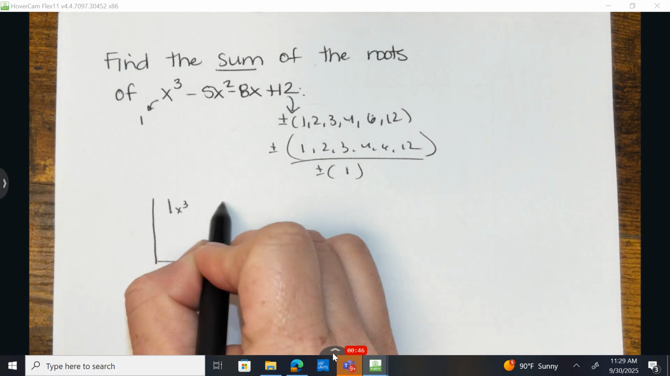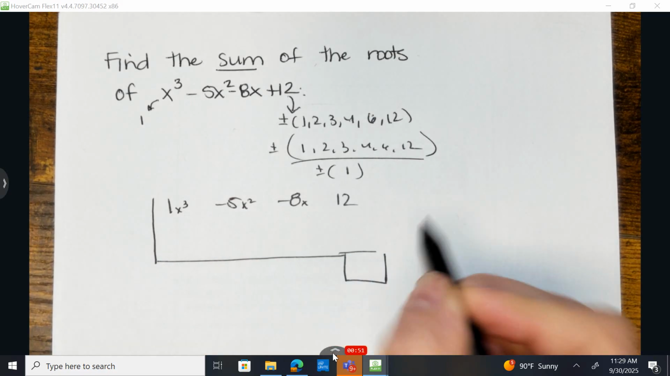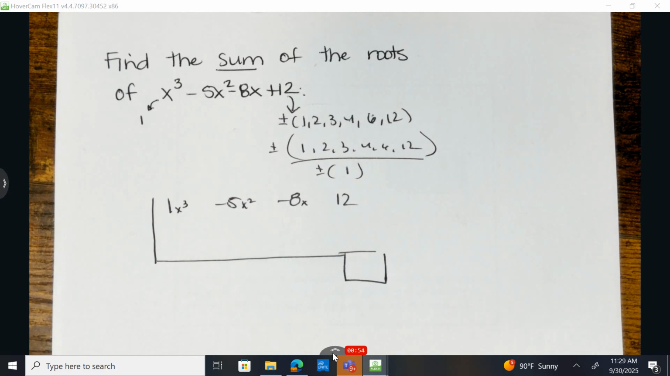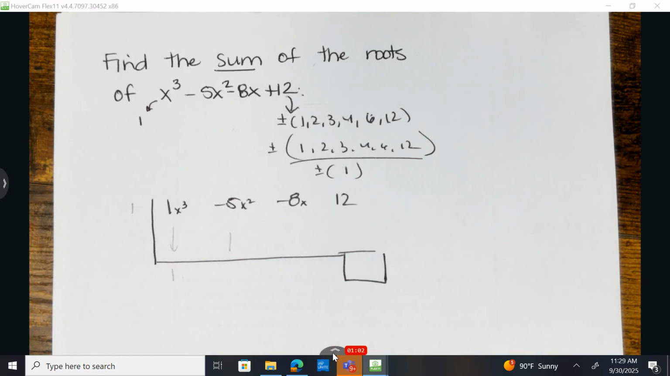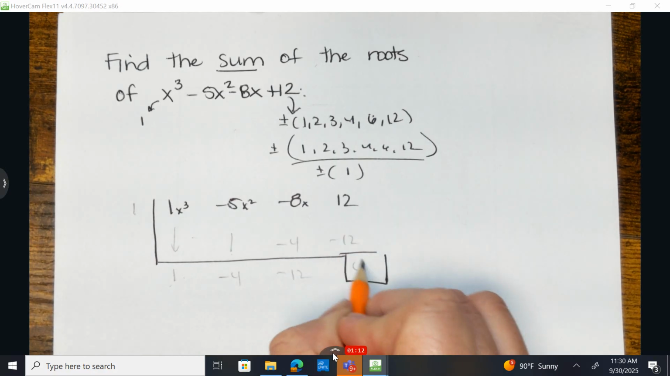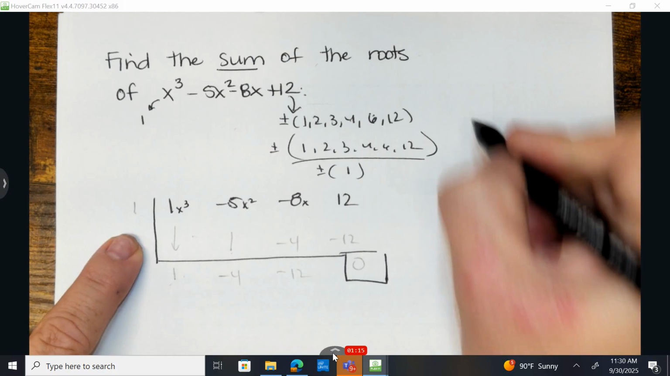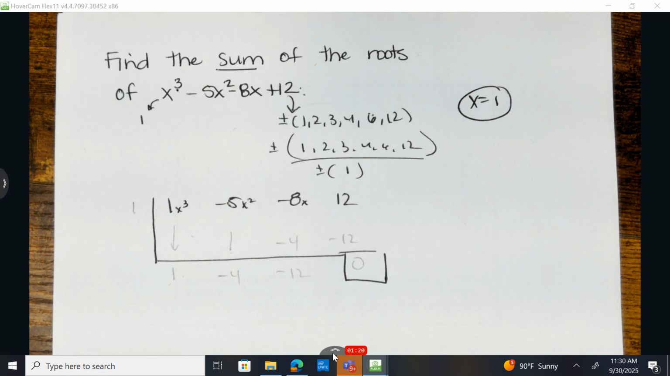Okay, 1x to the third, -5x squared, -8x, and +12. I'm looking for one that results in a remainder of 0. Let's test 1 first. 1 times 1 is 1. I'm using the MAMA method as an acronym to tell me what to do after I drop down the first number. So multiply and add down, multiply and add down, multiply and add down, and it works. So I know 1 is one of the 3 real roots, real solutions, real x-intercepts, real zeros. Those are all interchangeable words.